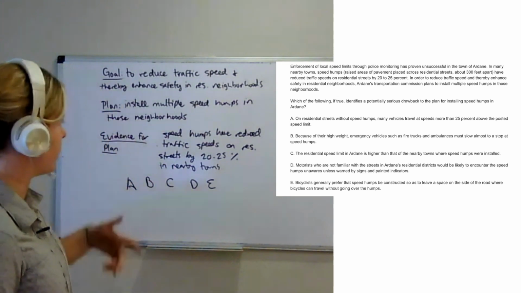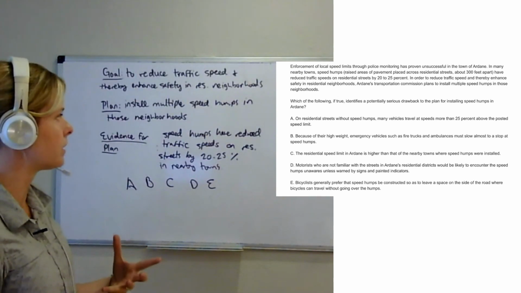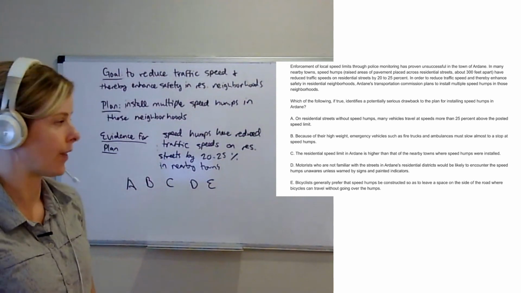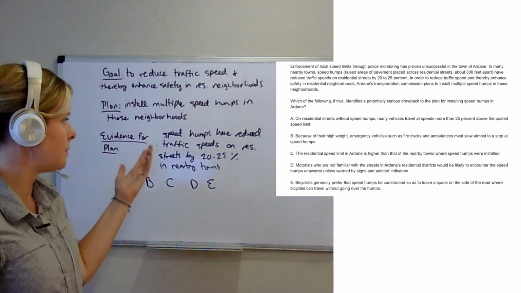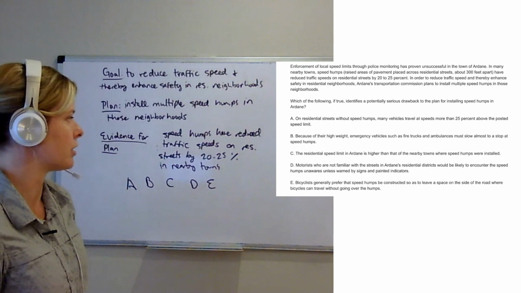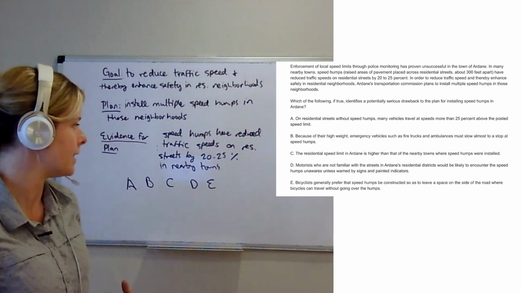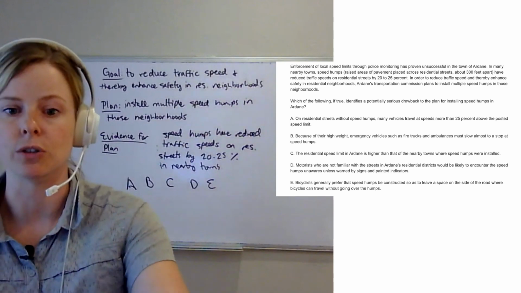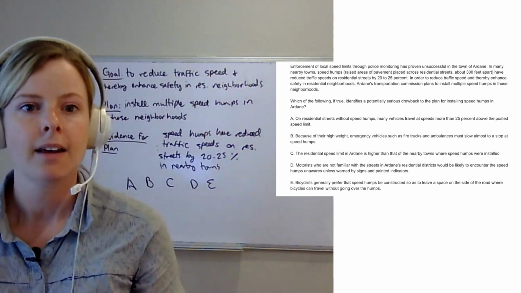They've got a plan to achieve this goal. Their plan is to install multiple speed humps in those neighborhoods. And then they also provide some evidence for that plan. The evidence is that speed humps have reduced traffic speeds on residential streets by 20 to 25% in nearby towns. So seems like a reasonable thing for them to want to do in Ardane as well.